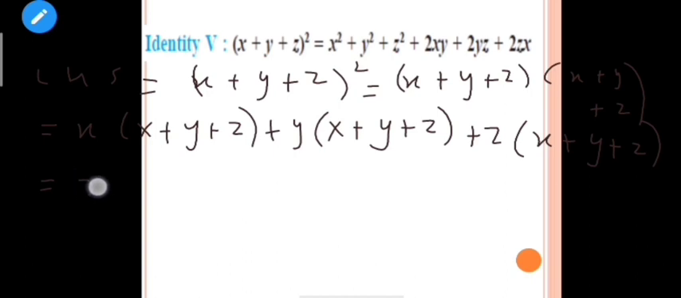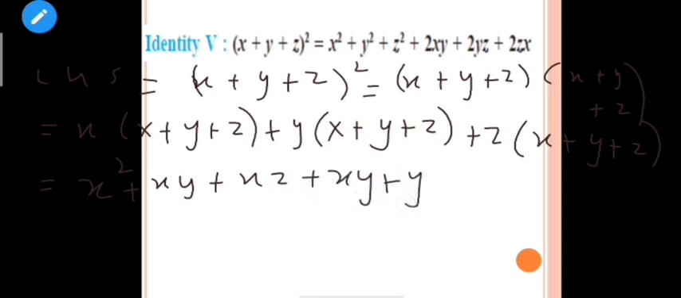So x and x will be x square, plus xy, plus xz, plus xy, plus y square. You know that I am multiplying y with y, so I am getting y square here. I am multiplying y with z, so I am getting yz here. Again I will get xz plus yz plus z square here.